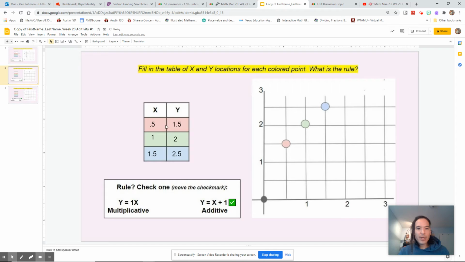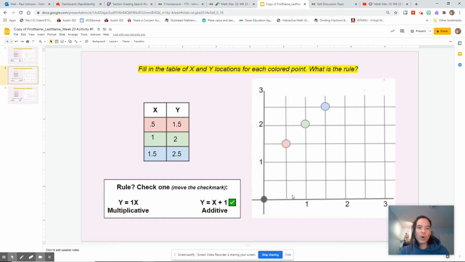So this additive rule is checking out because of what we're doing to our x column. We're taking our x column and adding 1 to it, and that gives us our y column. So 1 and 5/10 plus 1 equals 2 and 5/10. 5/10 plus 1 equals 1 and 5/10. 1 plus 1 equals 2. So the additive rule is what worked on this table, because multiplying by 1, our x value and our y value would have been the same every time.